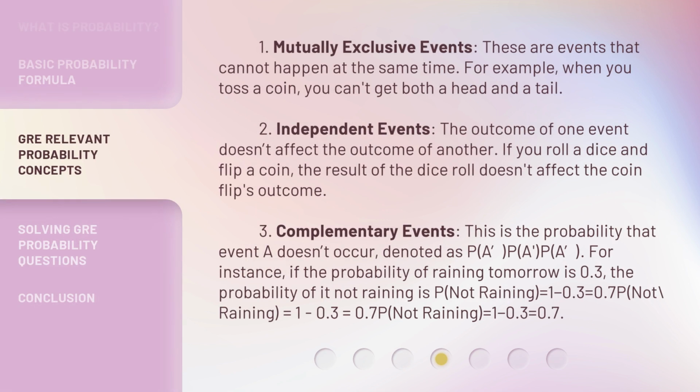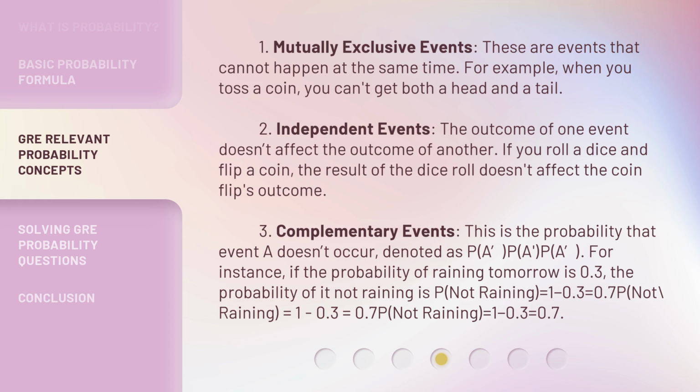1. Mutually exclusive events. These are events that cannot happen at the same time. For example, when you toss a coin, you can't get both a head and a tail. 2. Independent events. The outcome of one event doesn't affect the outcome of another. If you roll a dice and flip a coin, the result of the dice roll doesn't affect the coin flip's outcome.